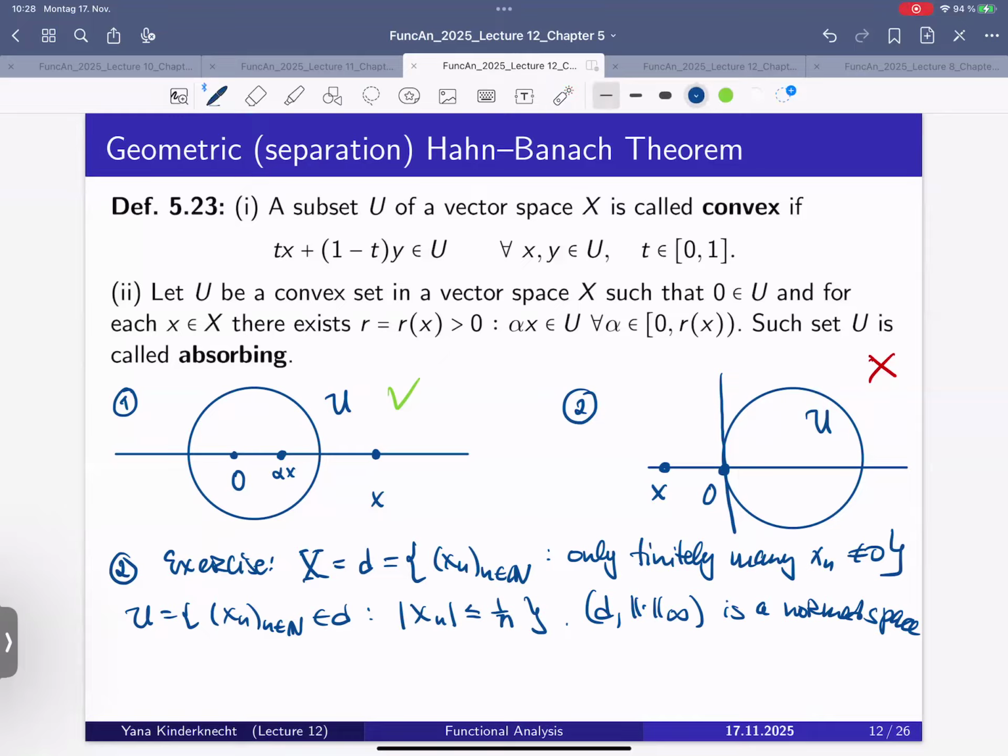And the exercise is to show that U is absorbing, but 0 does not belong to the interior of U. So it's not an interior point of U.